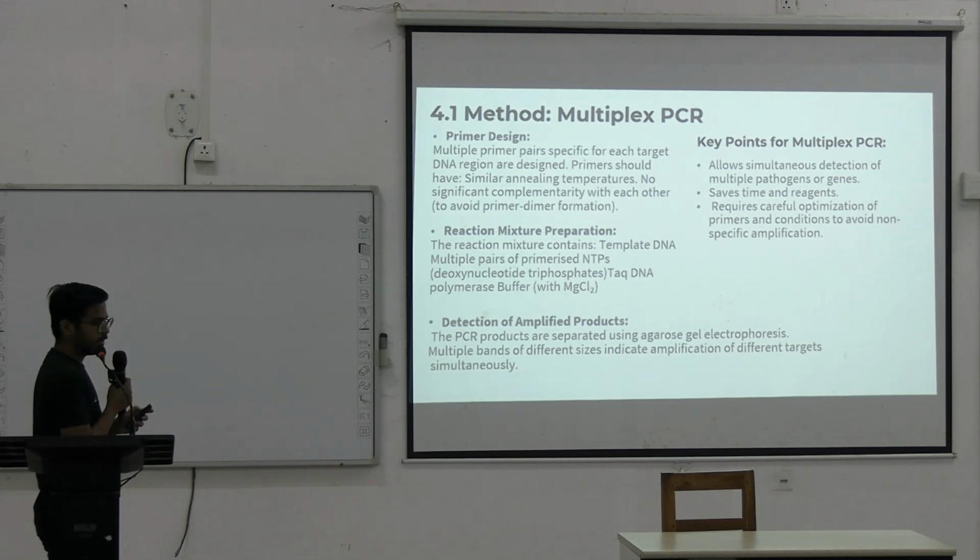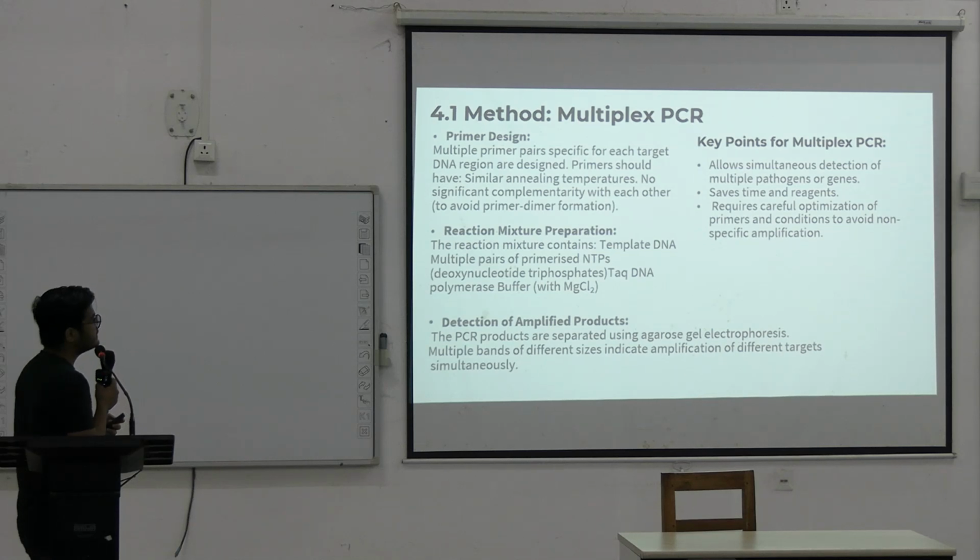Reaction mixture preparation. The reaction mixture contains template DNA, multiple pairs of primers, dNTPs, deoxynucleotide triphosphate, Taq DNA polymerase, and buffer with MgCl2. Detection of amplified products. The PCR products are separated using agarose gel electrophoresis. Multiple bands of different sizes indicate amplification of different targets simultaneously. Key points of multiplex PCR: it allows simultaneous detection of multiple pathogens or genes, saves time and reagents, and requires careful optimization of primers and conditions to avoid non-specific amplification.